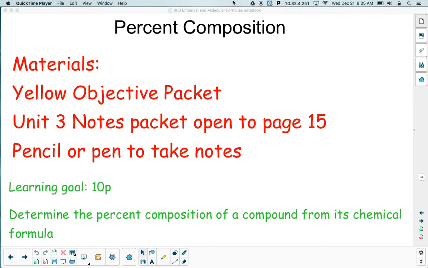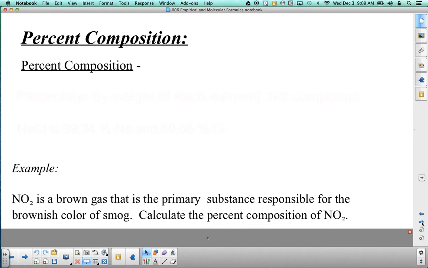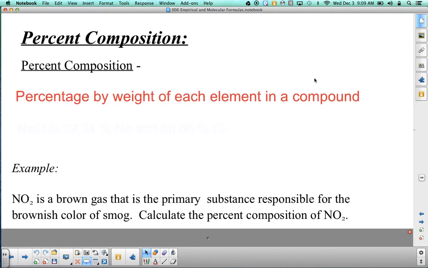This objective asks you to determine the percent composition of a compound from its chemical formula. As you learned playing with the Lego structures, percent composition is the percent by weight of each type of piece making up the whole structure. The same idea will hold when calculating the percent composition of chemical compounds. For a chemical compound, the pieces are atoms, and the percent composition is the percentage by weight of each element in the compound.